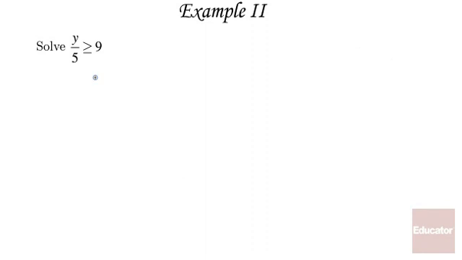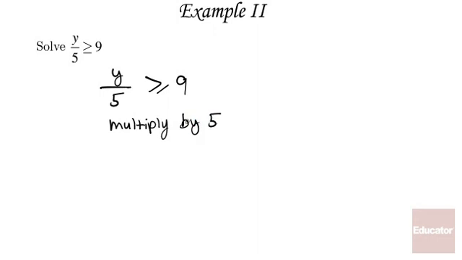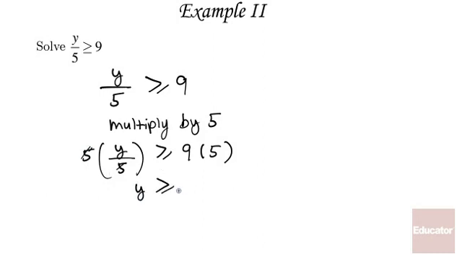All right, in my next example, I have y divided by 5 is greater than or equal to 9. So what I need to do is to isolate the y, and I'm going to do that by multiplying both sides by 5. 5 is a positive number, so this doesn't present a problem in terms of having to change the inequality symbol. I simply multiply both sides by 5. My 5's cancel out over here on the left, and I get y is greater than or equal to 45.